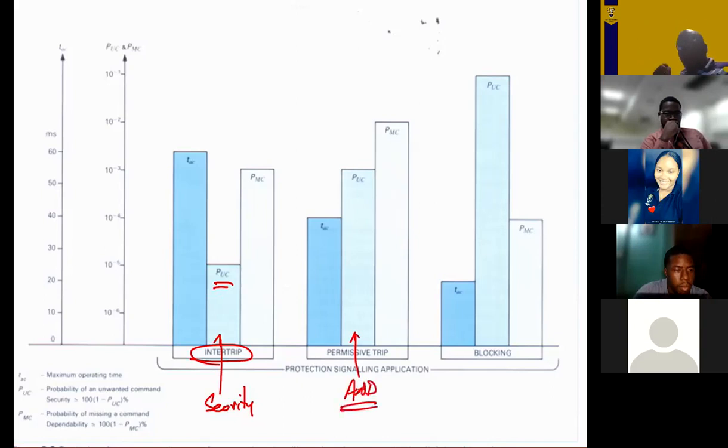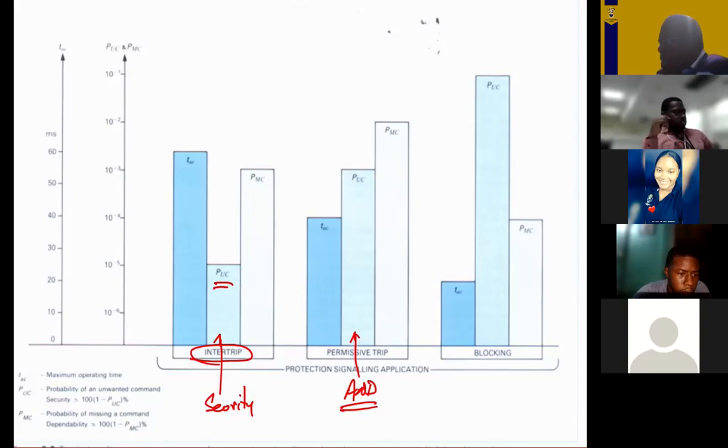So if you receive the unwanted command, you are not immediately moving into tripping because the signal has to be monitored by another signal. So you would have to have both errors occurring. And these errors would be occurring at the remote and at the local. Everybody with me? So in terms of security, it is, yes, still important, but not as important.